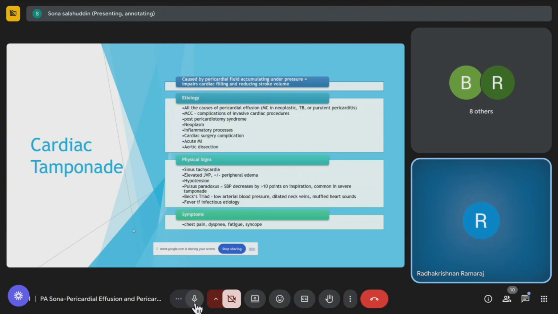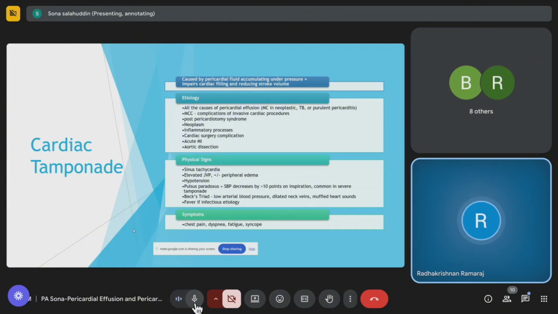So in an emergency, we do it under local anesthesia, either ultrasound guided or, as most people do, through the epigastric subxiphoid area, and usually they're very successful. In an acute tamponade situation they don't usually have lots of fluid, versus chronic, where even a blind chicken could pick up the fluid.